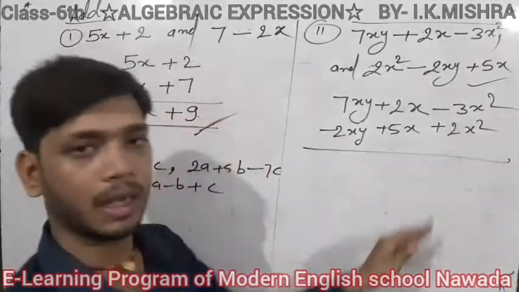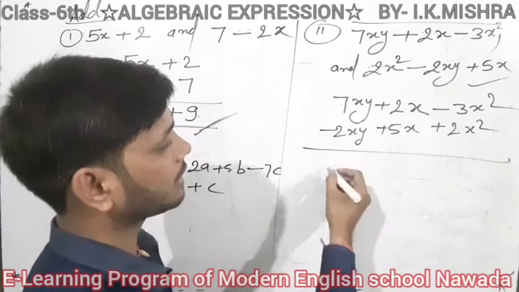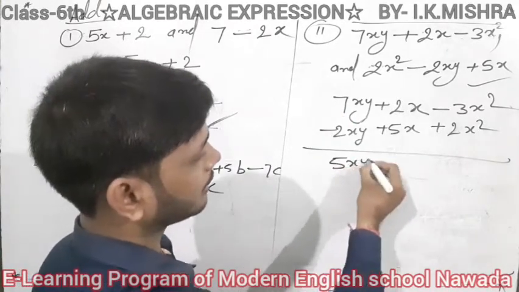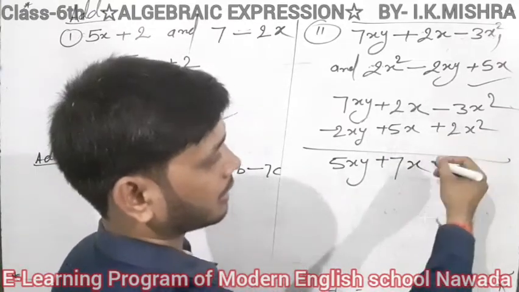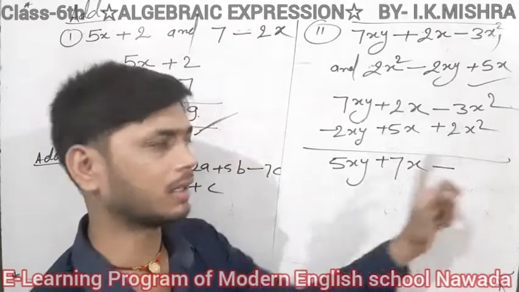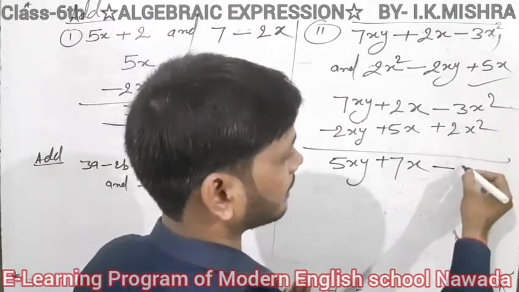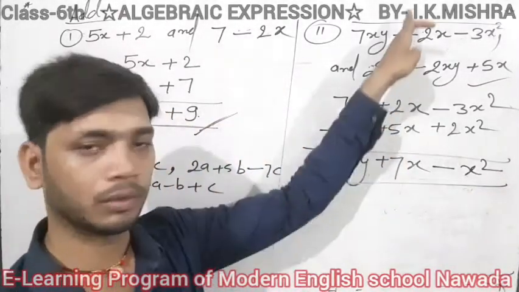And now add it. Here 7 minus 2, that means 5xy, and here plus 7x, and here minus 3 and plus 2, minus 1, and 1 is not written, so minus x square. This is your answer.